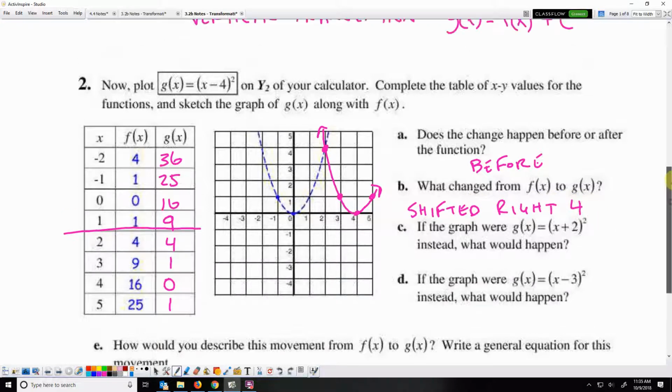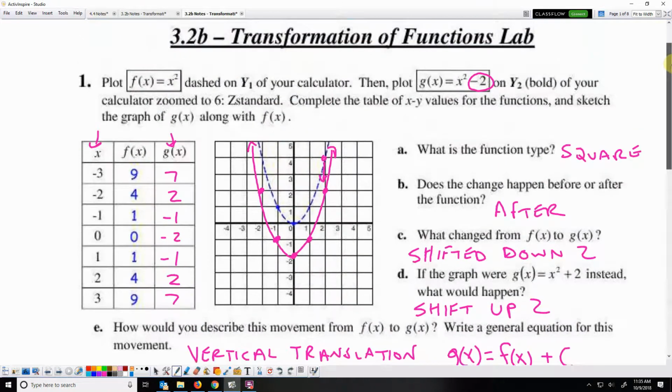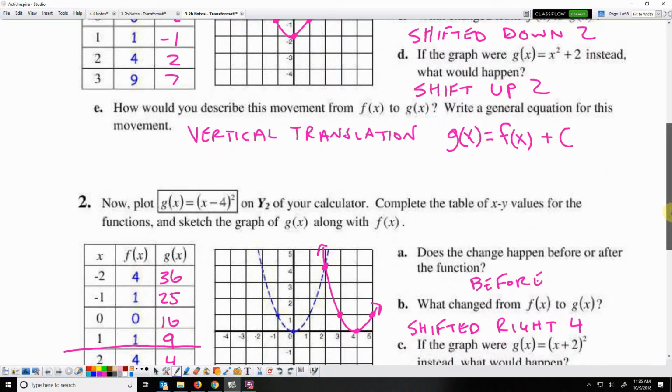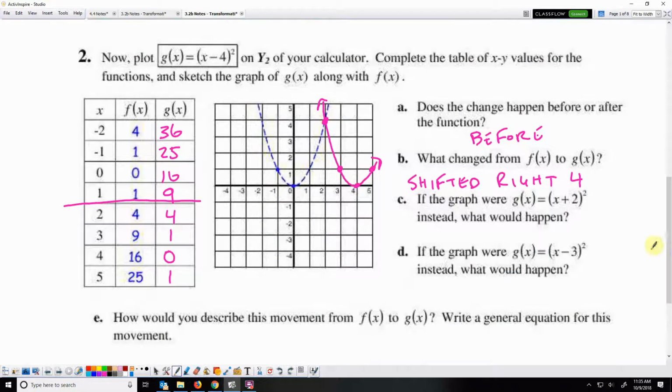Okay, now notice up here, we had a change happening after, and it shifted up or down. That's vertical. Here we've got a change happening before the function, and it shifts right. That is horizontal. And notice also it said minus 4, and we ended up shifting 4 to the right. If it said plus, we would have shifted to the left.